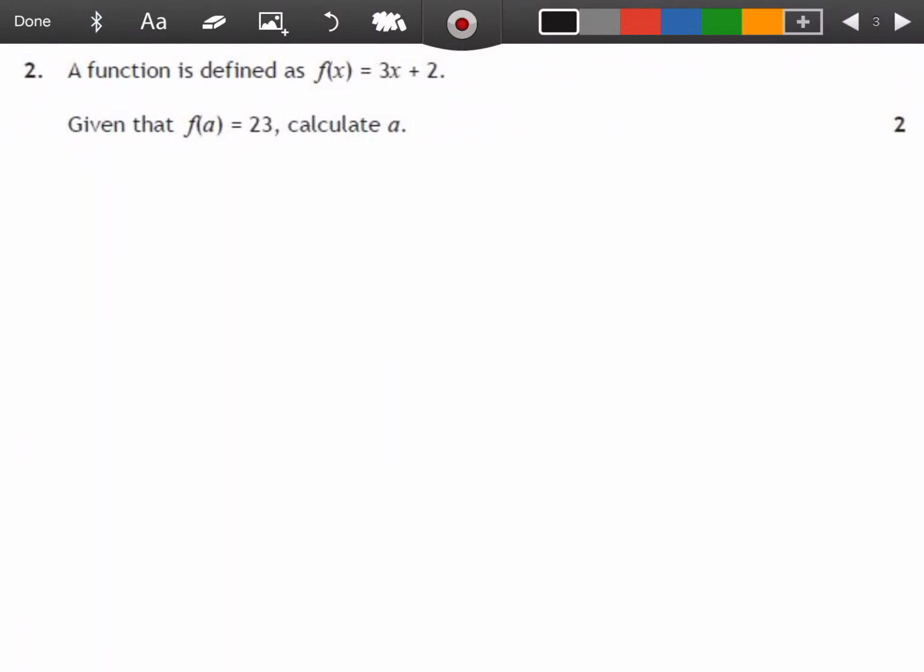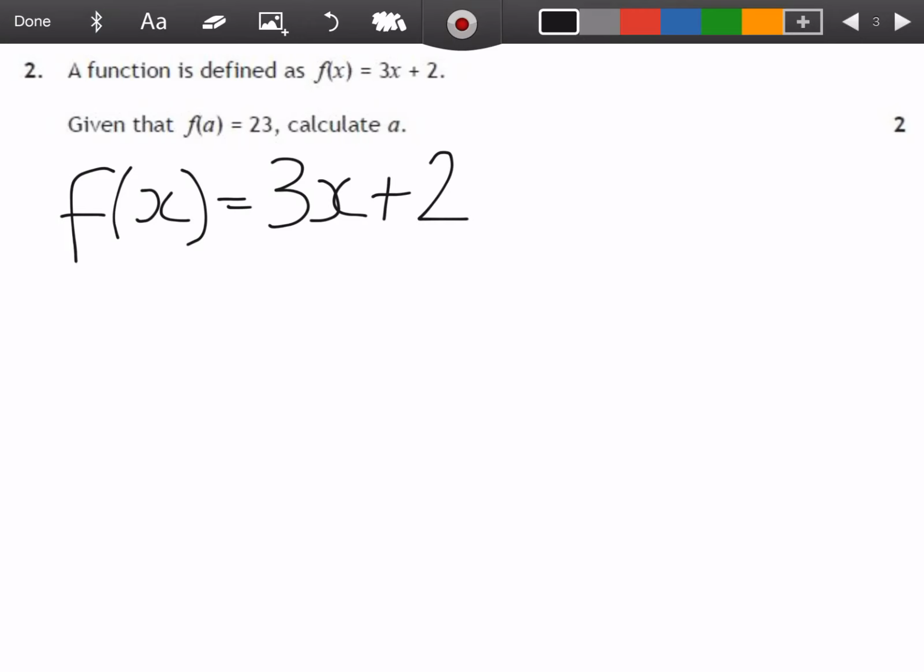Right, number 2. f(x) is equal to 3x plus 2. So we have this function. It says f of a is equal to 23. Right, there are 2 versions of this question, and you won't believe how many people get this mixed up. We are not subbing in the number 23 in the position of x. That is not what you do. If the question said, find f of 23, with the 23 inside the bracket, yes, that's when you replace x by 23, you sub in 23. That is not what this question's asking us to do.